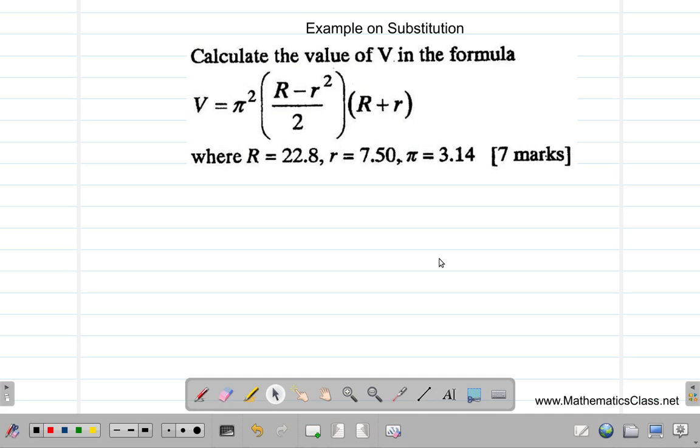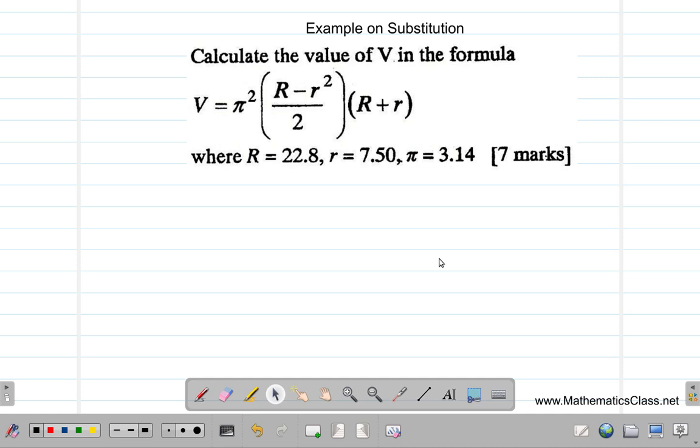An example on substitution. What we have here is a formula, and it gives you the values for uppercase R, lowercase r, and pi, and you're supposed to calculate the value of V in the formula. So pause the video, go ahead and work it out.